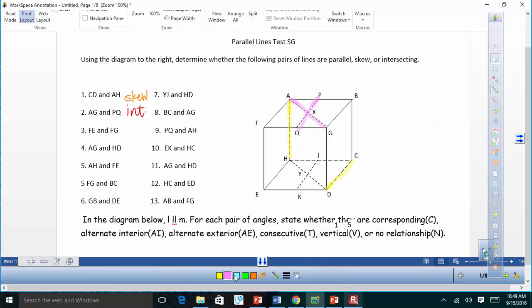Next we're looking at FE and FG. I'm going to highlight FE and FG. Are those parallel? Nope. Are they intersecting? Yes, so we would write intersecting.